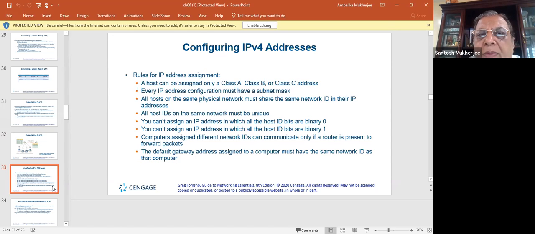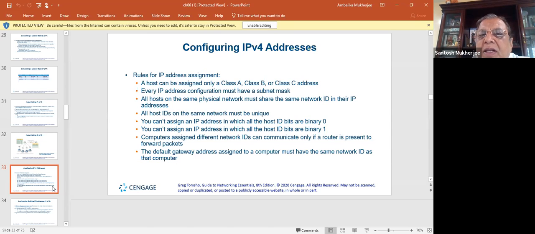So, rules for IP address assignment: a host can be assigned only a class A, B, or C address. Every IP address configuration must have a subnet mask. So how do you make IPv4 address configurations? What is the rule? The rule is very simple: a host can be assigned only a class A, class B, or class C address, and each one should have an IP address. Every IP address configuration must have a subnet mask.